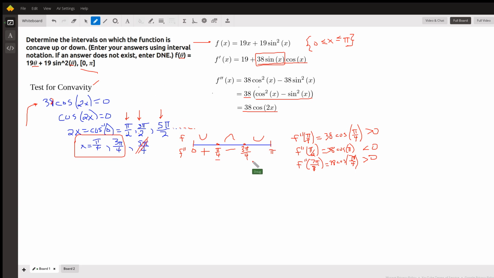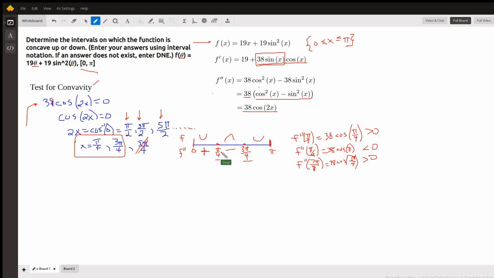Put those numbers on a number line, restricting from 0 to pi, because that's the given, and pick test numbers in each subinterval. I just like to take the average of these two and say pi over 8. And so if I put pi over 8 into the second derivative, this is twice pi over 8, which is pi over 4. That's in the first quadrant. So this has to be greater than 0, which tells us that the original function is concave upward, positive smiley face.